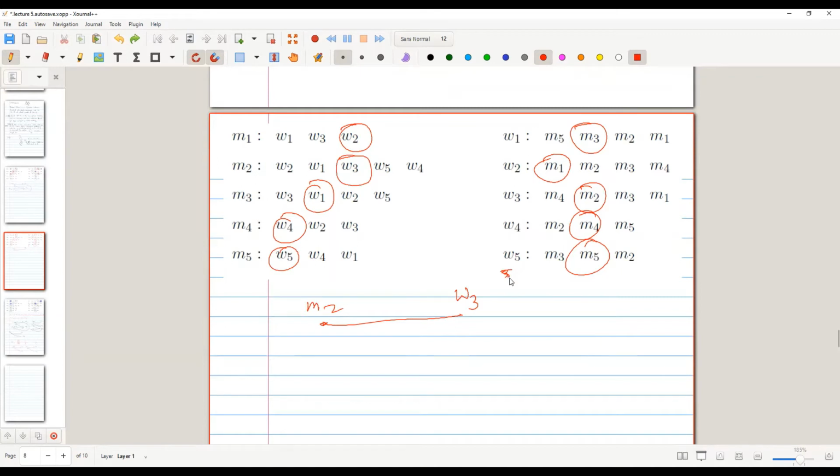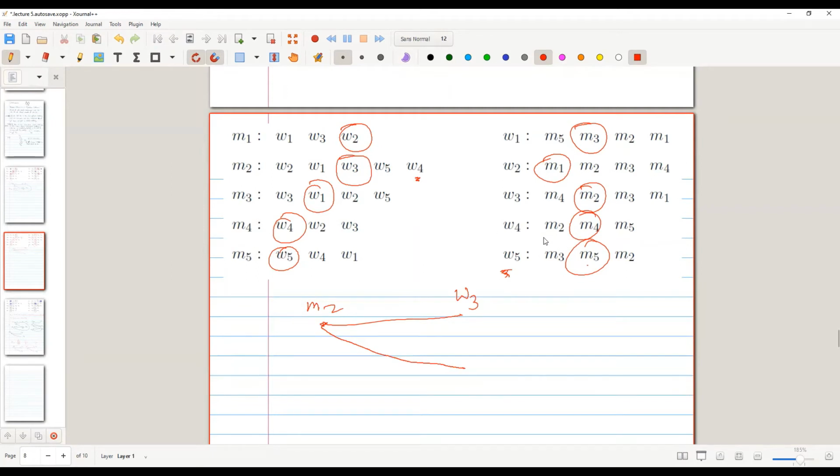Who is the current partner of W5? Yeah, it won't work. Sorry. Because W5's current partner is M5, and M2 comes after M5. So that's why it will not work. So now I'll check the next partner of M2. That is W4. W4 prefers M2.